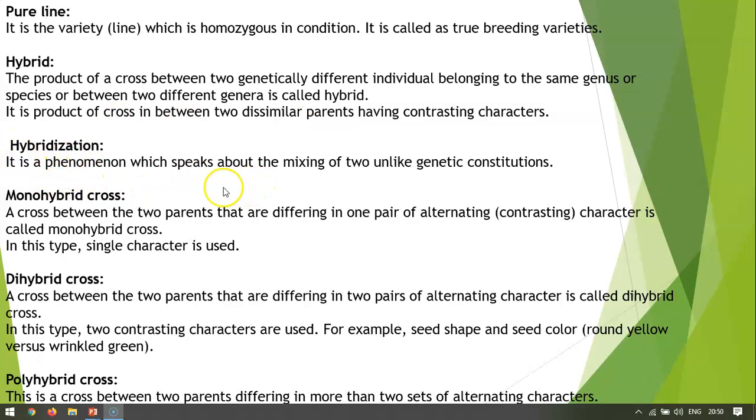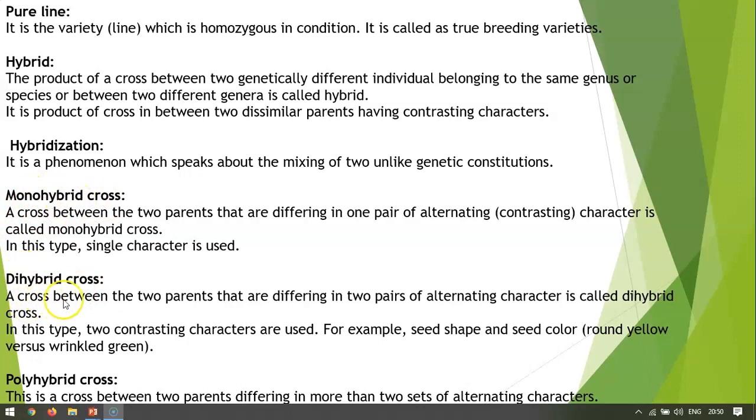Hybridization is a phenomenon where you speak about mixing of two unlike genetic constituents. In Mendel's experiment, you will come across the terms monohybrid cross, dihybrid cross, and polyhybrid cross. A monohybrid cross is a cross between two parents that differ in just one pair of alternating or contrasting characters. In this type, a single character is used. For example, in his cross for height, a tall plant was crossed with a dwarf plant. This is called a monohybrid cross.